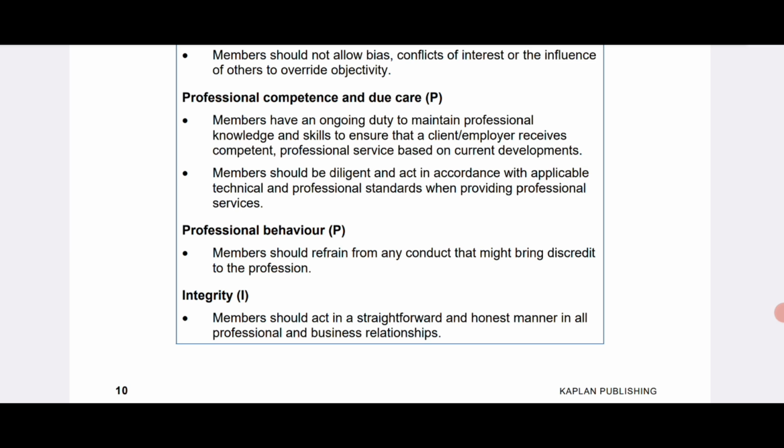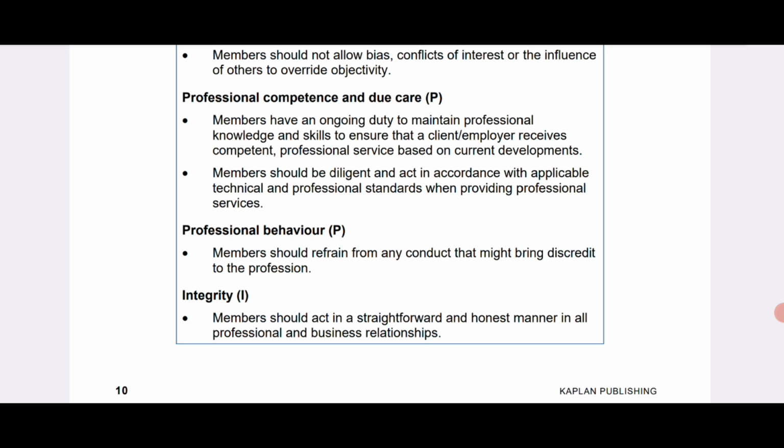Integrity. Members should be straightforward and honest in all professional and business relationships. Integrity is the most important thing, students. You have to dig out more, and there are a lot of other practical examples.